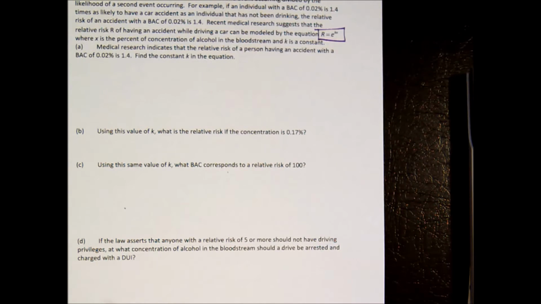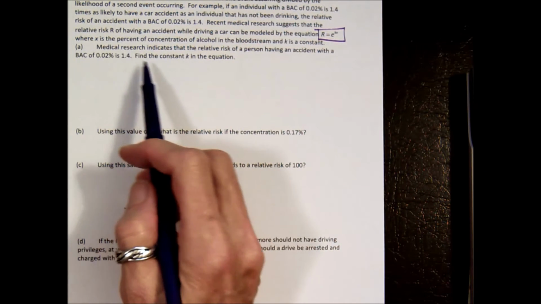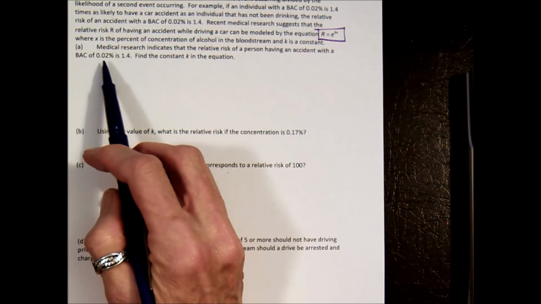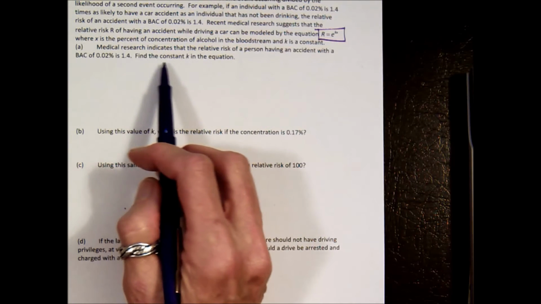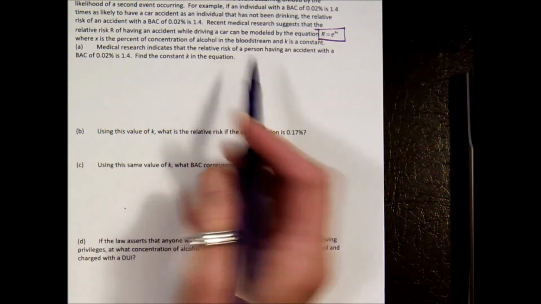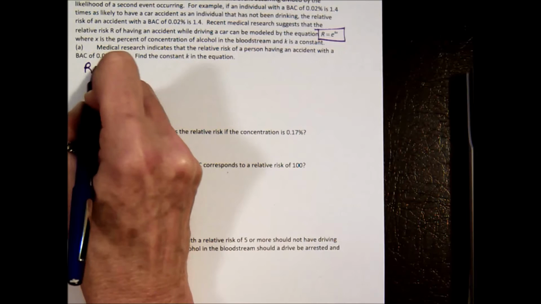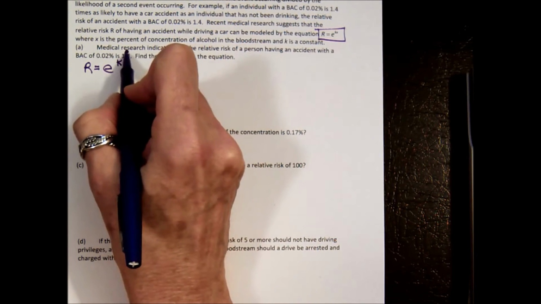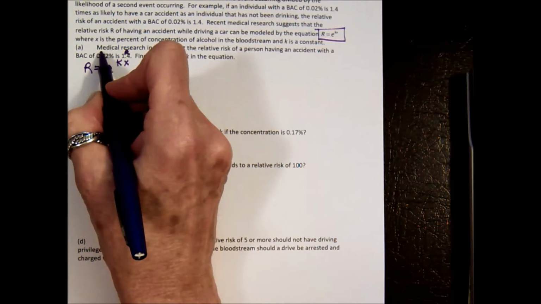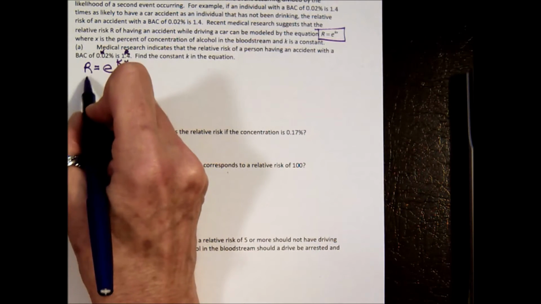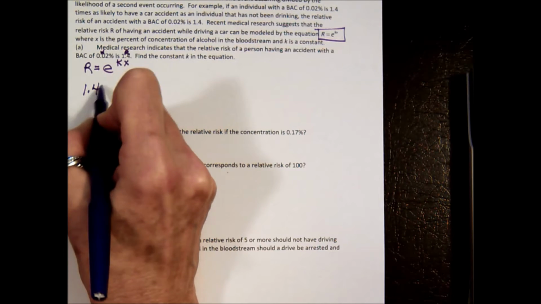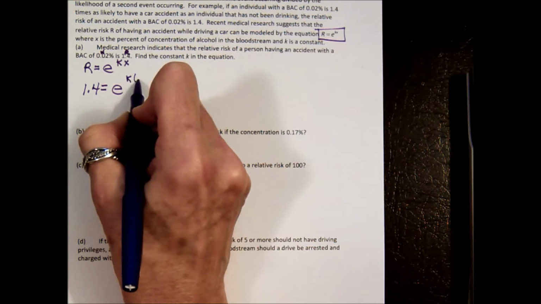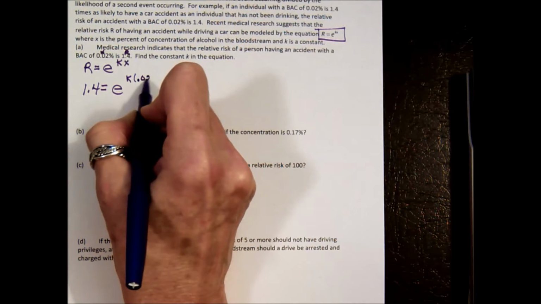So let's look at how we can work this problem. This is actually quite interesting. Medical research indicates that the relative risk of a person having an accident with a BAC of 0.02% is 1.4. Find the constant k in the equation. So our equation is R equals e to the kx. This is R, this is x, so let's figure this out. So we're going to replace R with 1.4 equals e to the k, and then our x is 0.02.